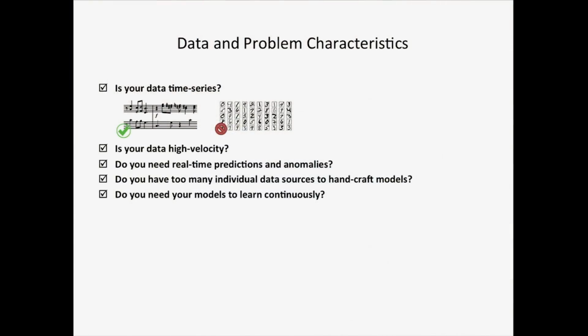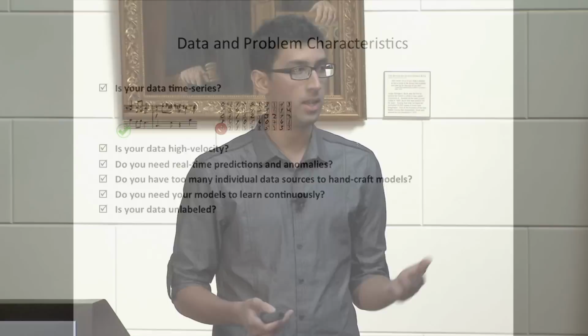And do you need your models to learn continuously? If the patterns in your data are changing, the model has to change with it, and it has to do this automatically. And finally, is your data unlabeled? If your data is unlabeled, then typically HTMs would be a good fit, because HTMs can learn from unlabeled data. They can learn the patterns in the data without having to be supervised.